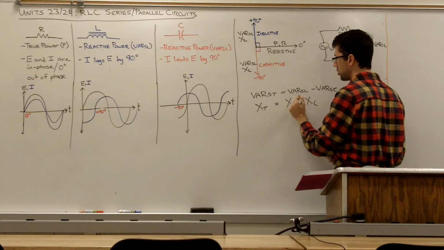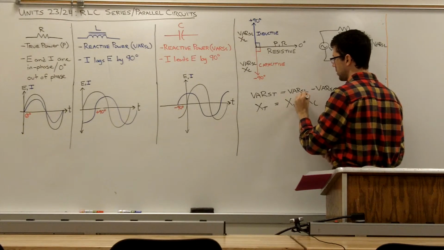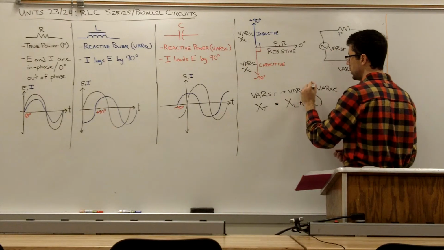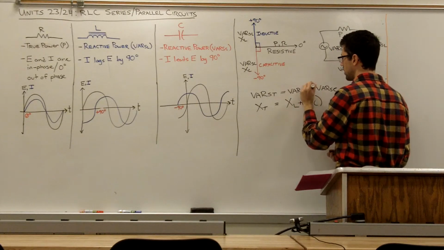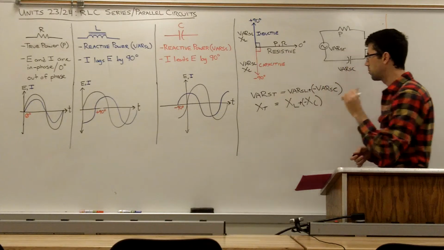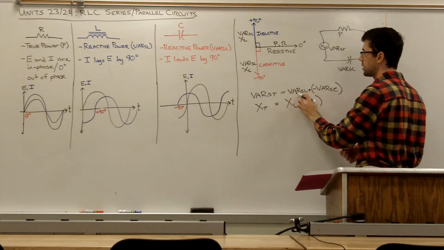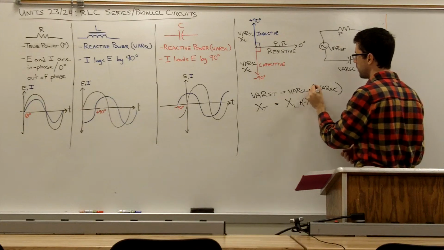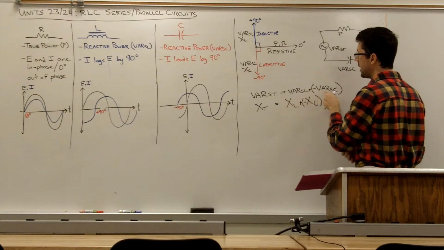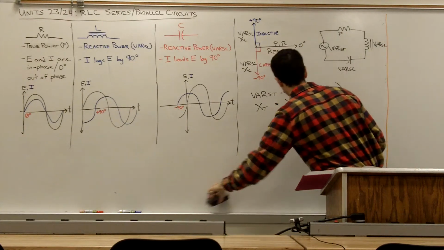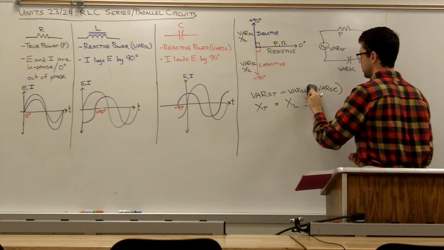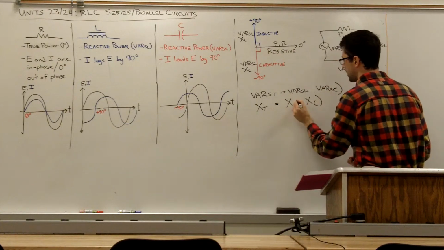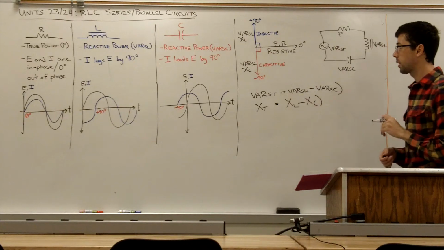So once again, a vector going up plus a vector going down means you simply subtract. Technically you should be adding these, so it should be X sub L plus negative X sub C, if I want to be mathematically rigorous. Remember, a vector pointing up we give a positive value, and a vector pointing down we give a negative value. But a positive plus a negative value is the same as just subtracting, like this.